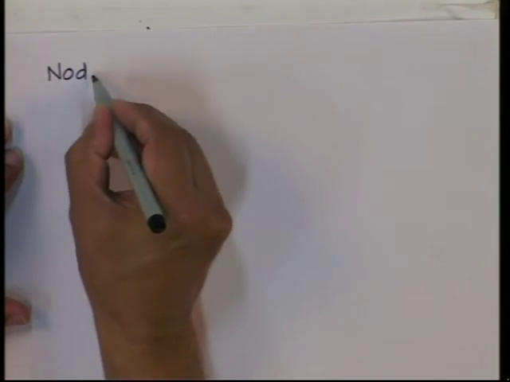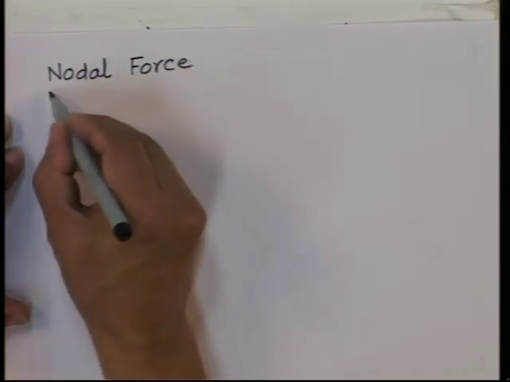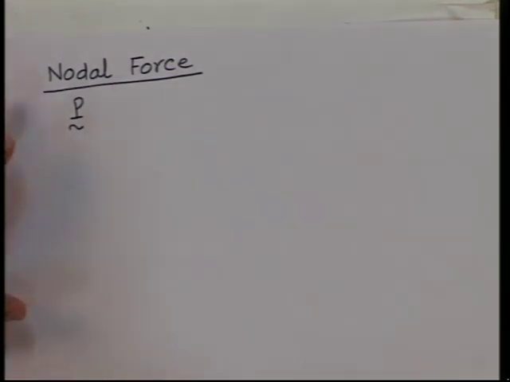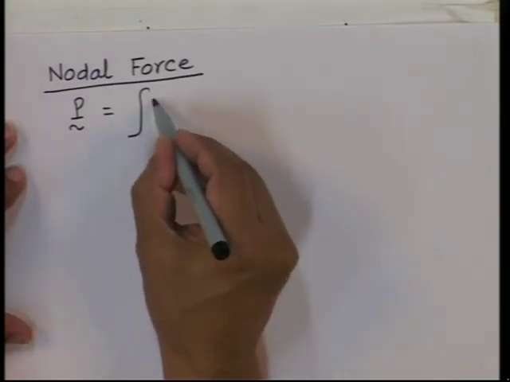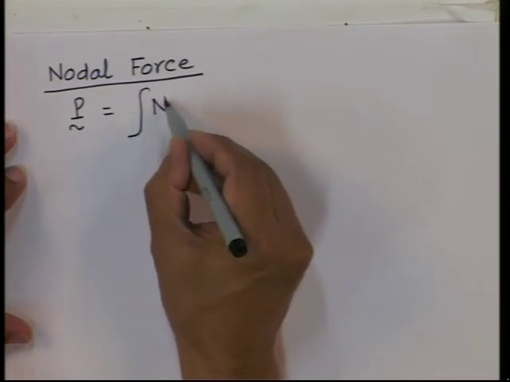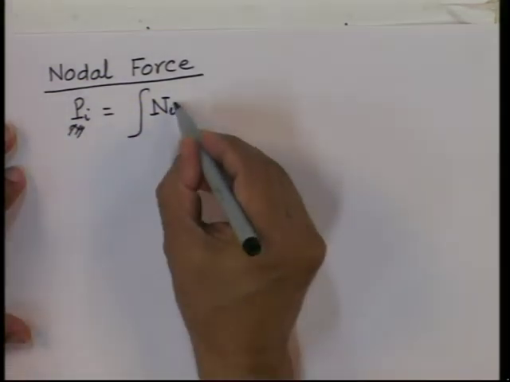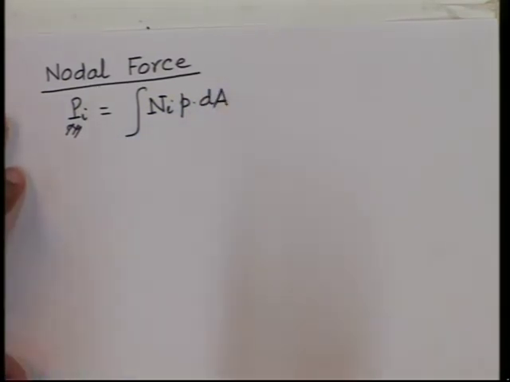Now, if you have the nodal force vector, which means we are talking of this p vector. Now, the p vector is given by the integral of Ni, but then I have to write here pi, then I will write pi Ni p dA over the area.